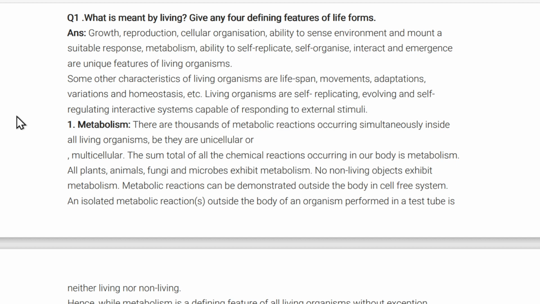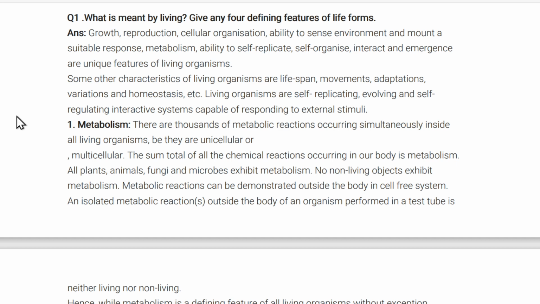Growth, reproduction, cellular organization, ability to sense the environment and mount a suitable response, metabolism, ability to self-replicate, self-organize, interact, and emergence are unique features of living organisms. Some other characteristics of living organisms are lifespan, movements, adaptation, variation, and homeostasis, etc. Living organisms are self-replicating, evolving, and self-regulating interactive systems capable of responding to external stimuli.